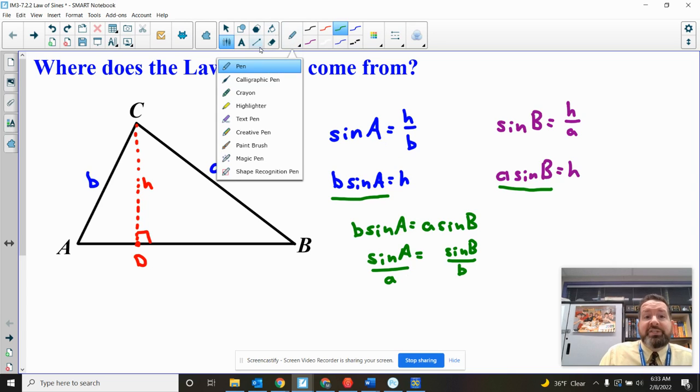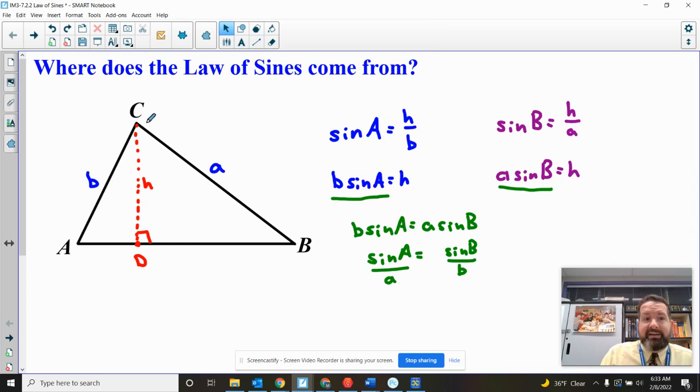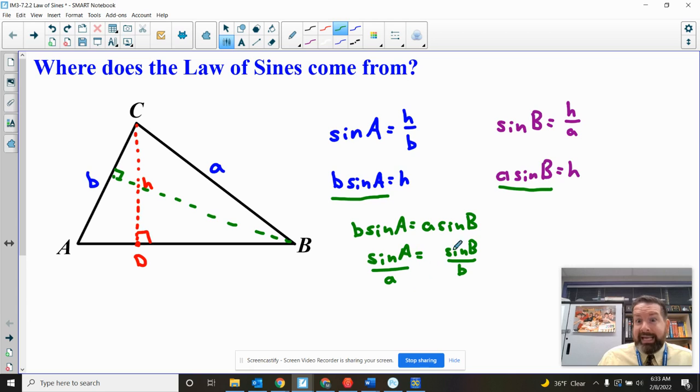Now, the reason that we don't have to then do all of this again for angle C is because if you would have, say, dropped your altitude in this direction and done the same analysis, you would end up with the same equation, but with A and C instead of A and B. And once again, then, our transitive property of equality says, well, if sine A over A is equal to those two different things, then those two different things are also equal to each other.